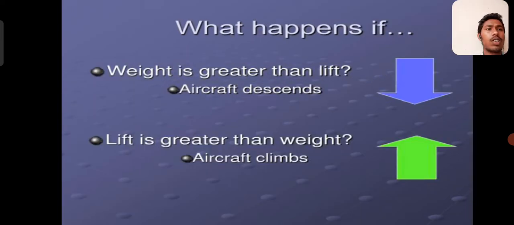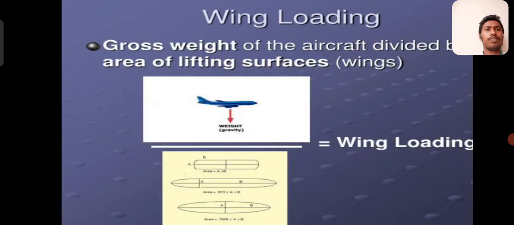What if weight is greater than lift? The aircraft descends. It means the aircraft is not able to fly and goes in a downward direction. If lift is greater than weight, the aircraft flies and is able to climb. It means that the angle of attack is constantly increasing.